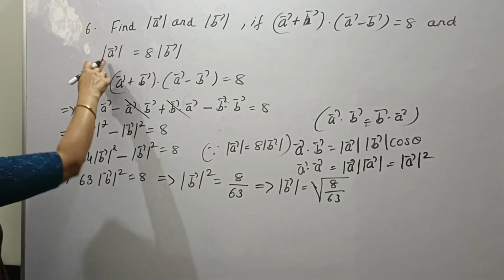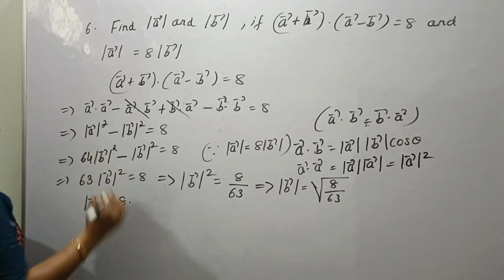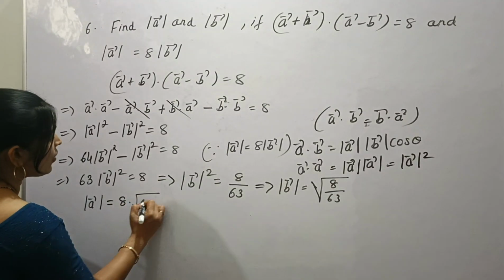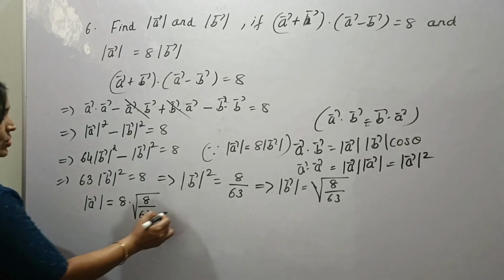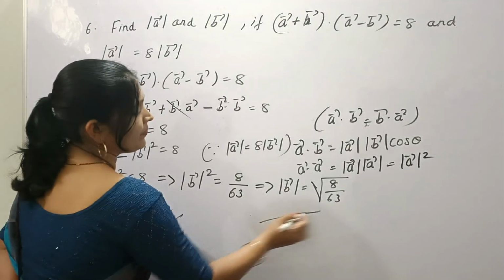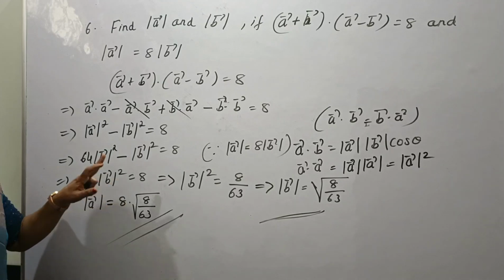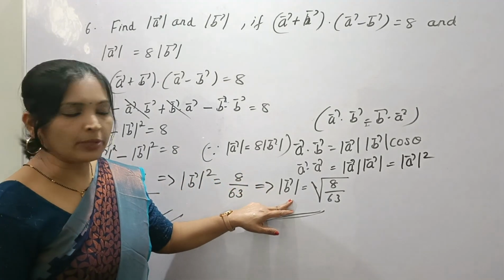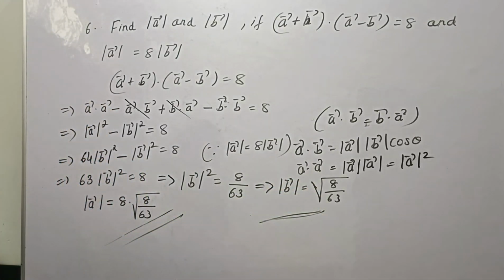Next, what is modulus vector A? Modulus vector A is equal to 8 into modulus vector B, so 8 into square root of 8 divided by 63. So this is the answer. Modulus of vector A is 8 into square root of 8 by 63 and modulus of vector B is equal to square root of 8 by 63.